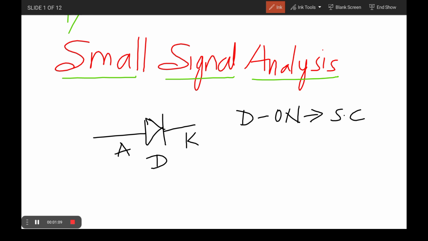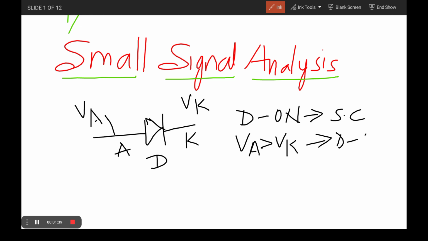When the diode is in on condition, or in forward bias condition, whenever this potential, which I will call VA, is greater than this potential, which can be treated as VK, that means the anode voltage is greater than the cathode voltage, then only the diode is in on condition. It is also called a short circuit condition.